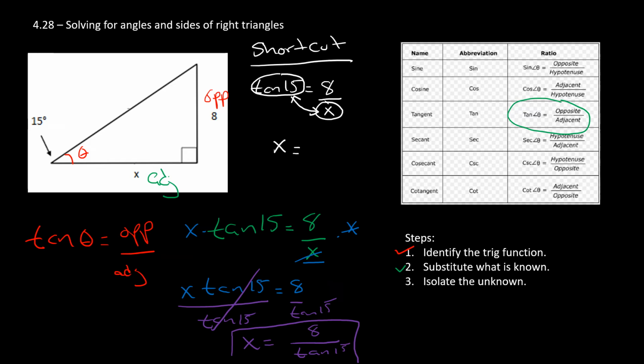You would say x equals 8 divided by tan of 15. Now this works only when that x value or that unknown value is in the denominator. You can just switch those values there and you'll get your answer. But conceptually, you want to go and understand the steps. Okay?